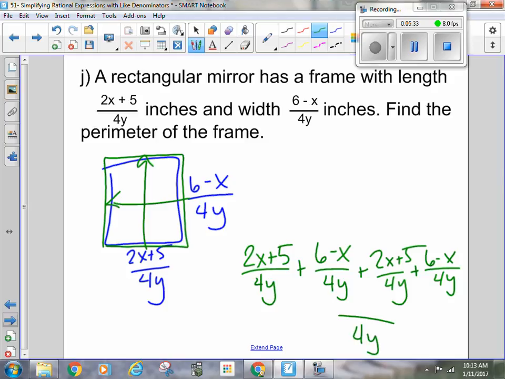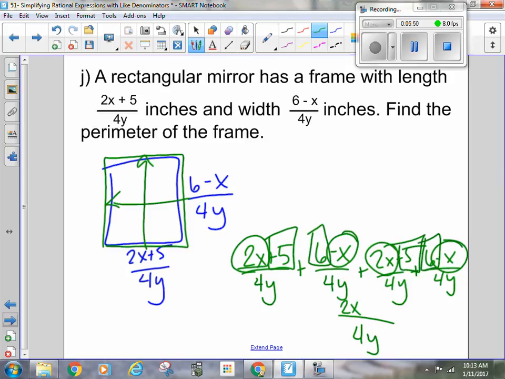So now I'm just going to combine like terms. So I have a 2x, a negative x, a 2x, and a negative x. So 2 minus 1 plus 2 minus 1 gives me 2x. And then I have a 5, 6, a 5, and a 6. So 2 5s is 10, 2 6s is 12, so plus 22. And we can simplify that a little bit further by reducing it. I can take a 2 out of everything. So I get x plus 11 over 2y. That is my perimeter.